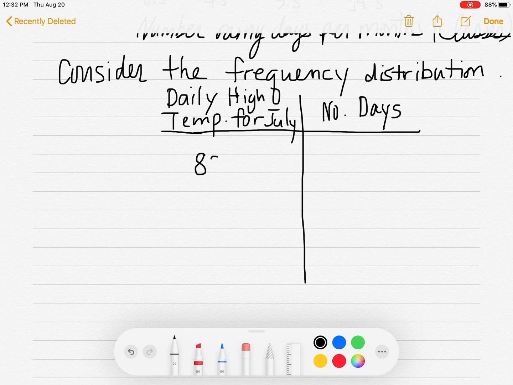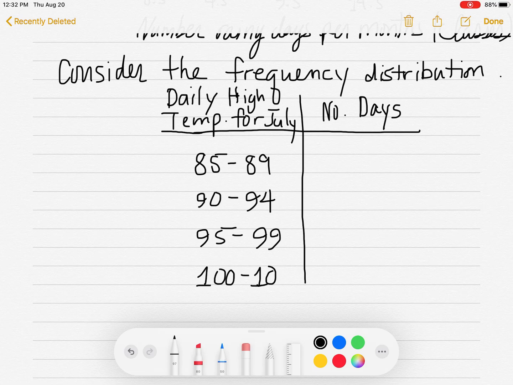Okay, so we're going to have 85 to 89, 90 to 94, 95 to 99, and 100 to 104. So number of days, 17 days where it's 85 to 89 is the high. 9 days where it's 90 to 94 for the high. 3 days where it's 95 to 99 for the high. 2 days where it's 100 to 104 degrees for the high. Okay, this is for the month of July.